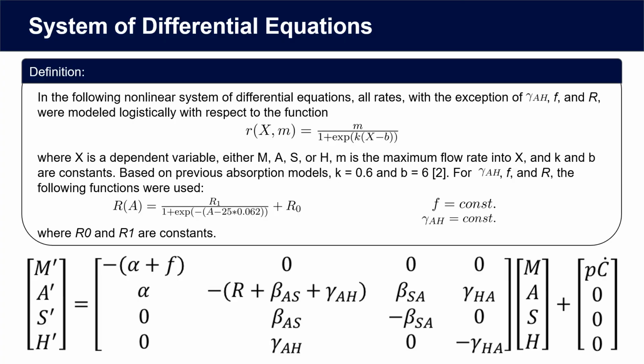Based on the block diagram, the model was developed as a non-homogeneous system of four ordinary differential equations, written in matrix form for simplicity. As previously expressed, the absorption rates were modeled logistically dependent on the relative toxin concentrations. The general logistic rate model is given as a function R of x and m, where x is the concentration of interest and m is the maximum rate. Based on previously determined values from literature, k and b were arbitrarily chosen as 0.6 and 6 respectively. Corresponding equations to compute all rates are provided.